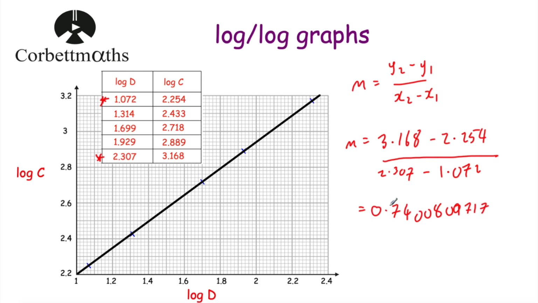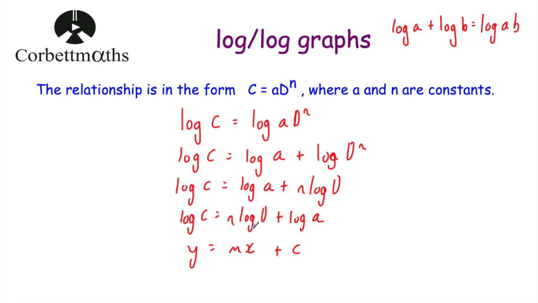I'm going to round this to 2 decimal places, so that'll be equal to 0.74. So the gradient of this line is 0.74. That's fantastic. We found the gradient of the line, m, is equal to 0.74. So that means that n is equal to 0.74.